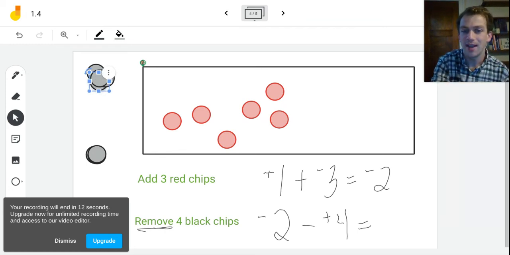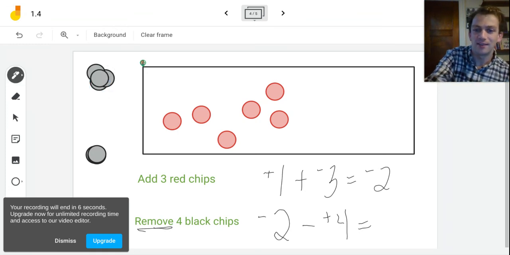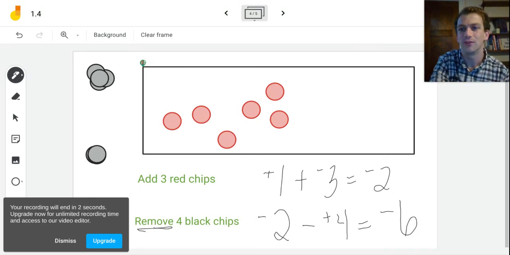So I just showed that -2, and if I take away 4 black chips, what am I left with? I'm left with 6 red chips, meaning -2 minus +4 equals -6.